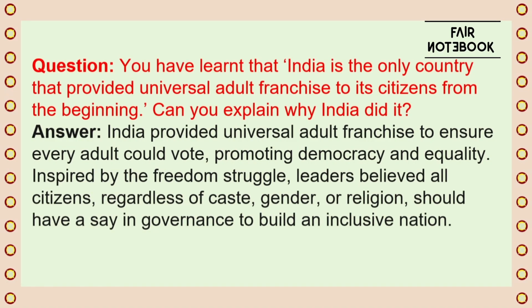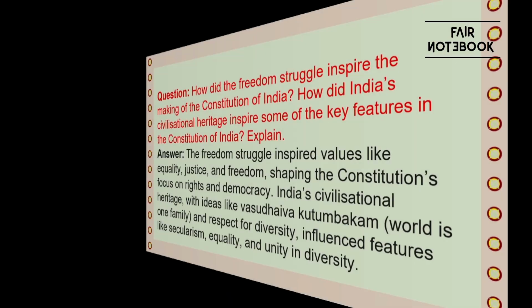Question: You have learned that India is the only country that provided universal adult franchise to its citizens from the beginning. Can you explain why India did it? Answer: India provided universal adult franchise to ensure every adult could vote, promoting democracy and equality. Inspired by the freedom struggle, leaders believed all citizens, regardless of caste, gender, or religion, should have a say in governance to build an inclusive nation.